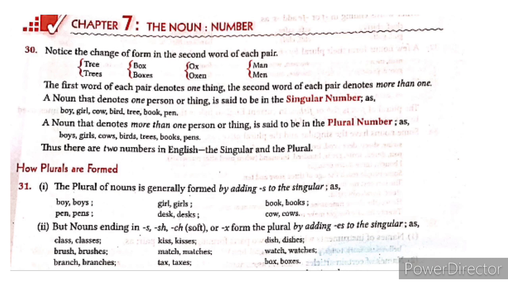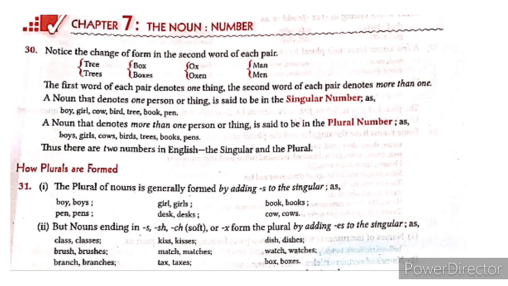Now, how are plural nouns formed? How are plural numbers formed? Number one, it is very easy. We just add s to the singular noun. Whatever the singular noun is, we just add s to it. Clear? By just adding s to it, we make it plural.